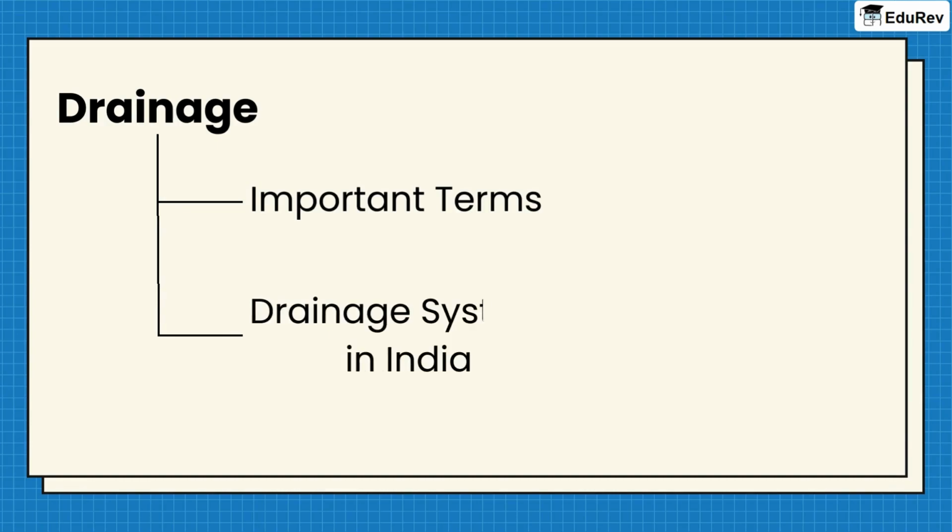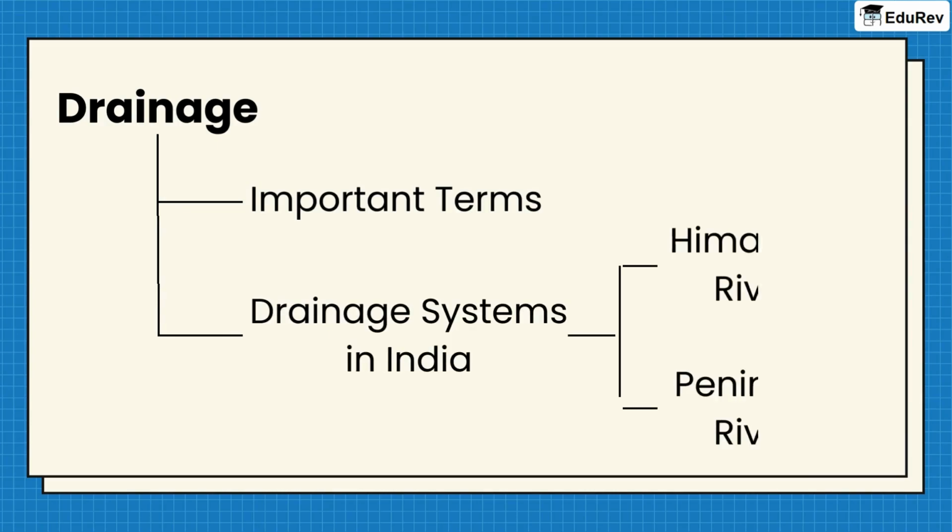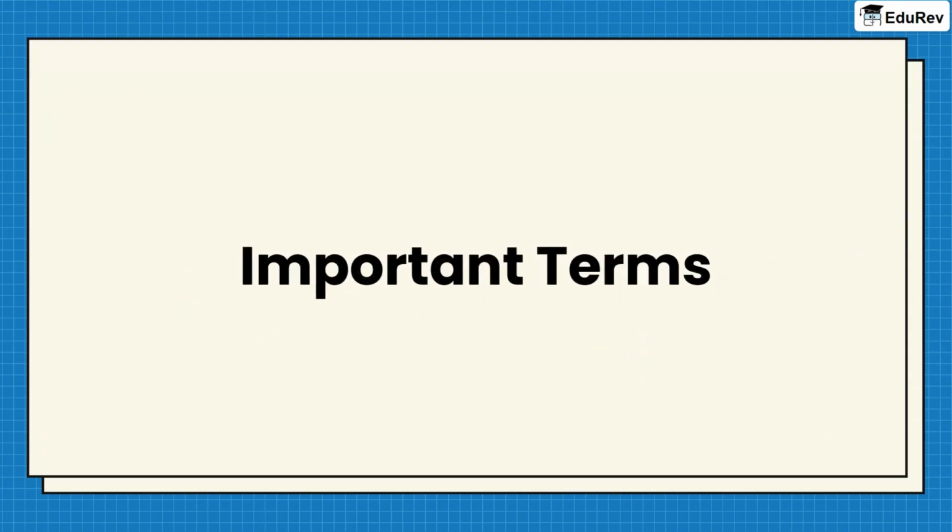Then we will study about drainage systems in India and the difference between the two types of rivers, that is Himalayan rivers and peninsular rivers, and also learn some more about Himalayan rivers. First of all, we will study the important terms.